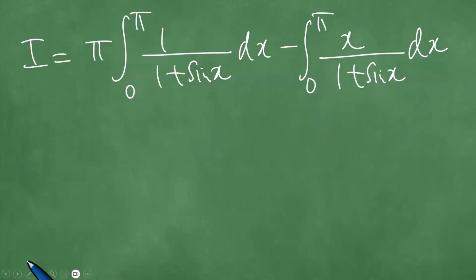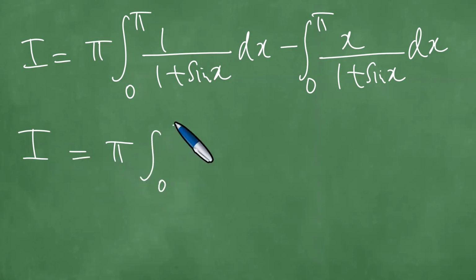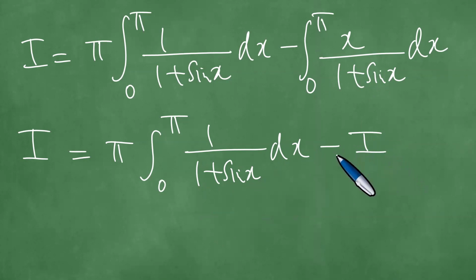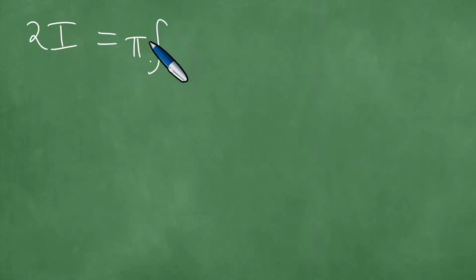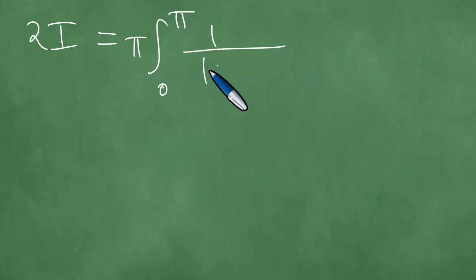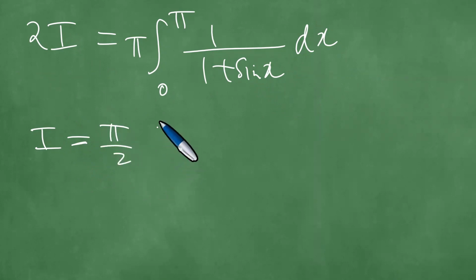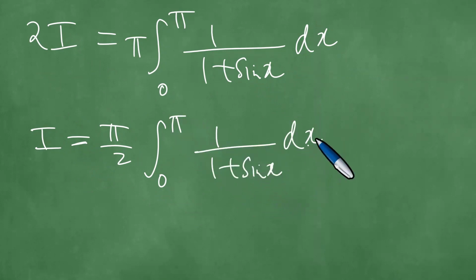So we have this, and at this point we write it as pi times the integral of 1 over 1 plus sine x dx, minus this integral, which is I. Remember this integral as I. If we transpose this minus I to the other side, it becomes 2I. So twice I equals pi times the integral from 0 to pi of 1 over 1 plus sine x dx. We divide by 2, getting I equals pi over 2 times the integral of 1 over 1 plus sine x dx.